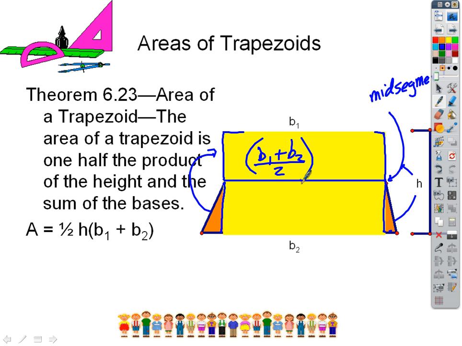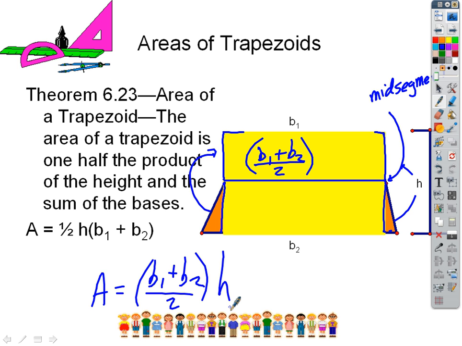That's the average of the two bases. So really, that's a better way to think of the area. The area of a trapezoid is just the average of the bases, so B1 plus B2 all over 2, times the height, because now it's a rectangle. Voila, how about that? Make sense?